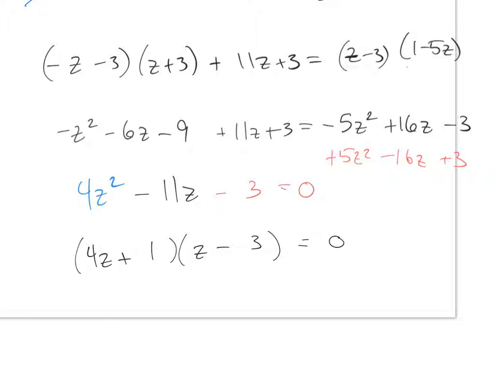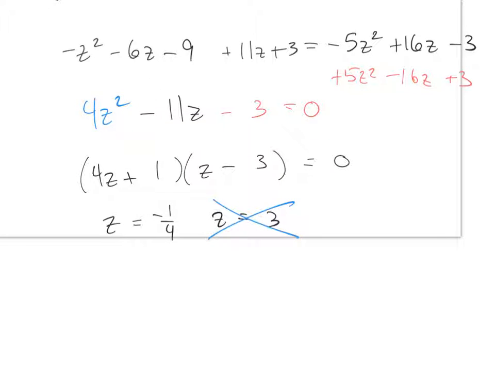So our answers are what? Our answers are what right now, temporarily? Annette? Negative 1/4 and 3. And realistically, what answer do we have to reject? Three, because we're making 0. Good. The domain restriction said we couldn't have 3. So our answer is indeed negative 1/4.